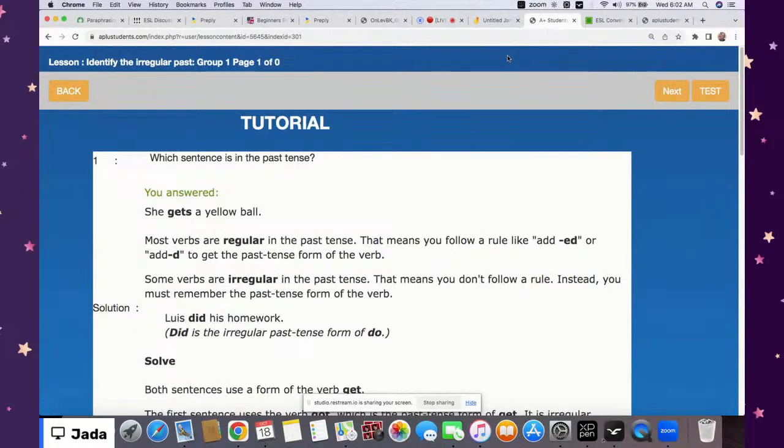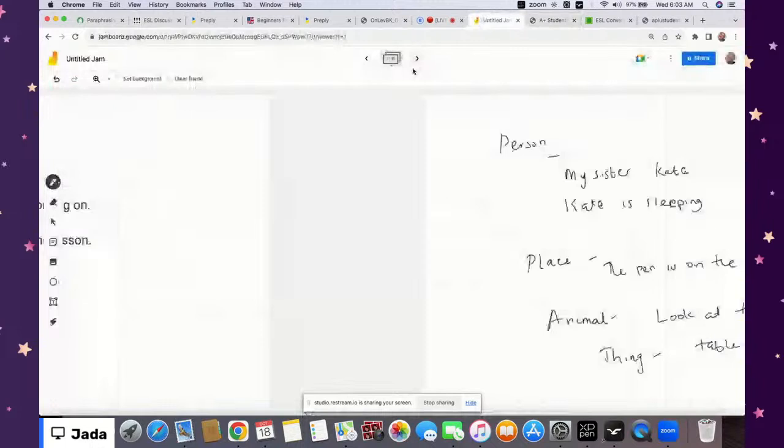Okay, so we'll start from the identify the irregular past group 1. So most verbs are regular in the past tense. This means you form a rule like add ed or add d to get the past tense form of the verb. Some verbs are irregular in the past. That means you don't form a rule. Instead, you must remember the past tense form of the verb.